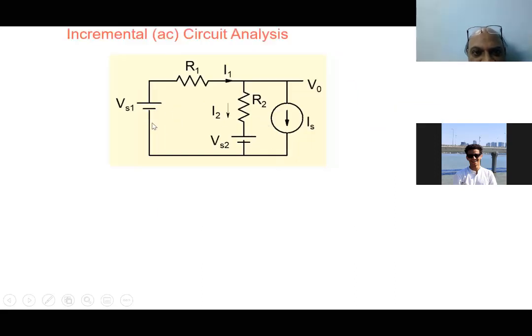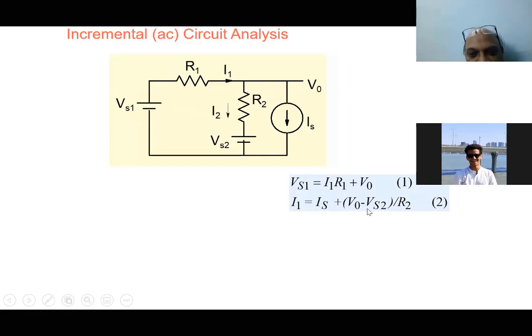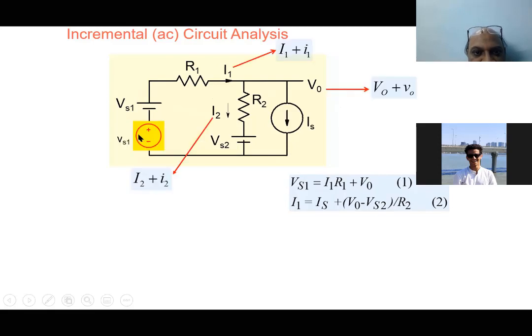But let me build this up from a different angle here. So with VS1, we can write these equations here. VS1 is I1 R1 plus V naught here, and I1 is IS plus V naught minus VS2. So we can write these two equations, and if we solve these two equations, we'll get the answer that we're looking for.